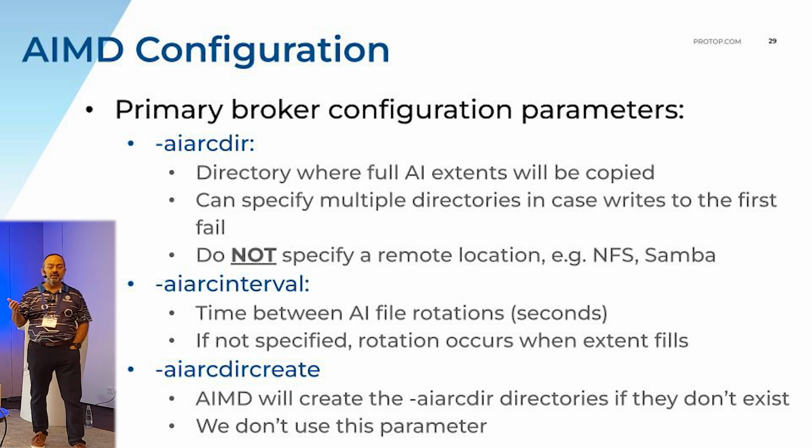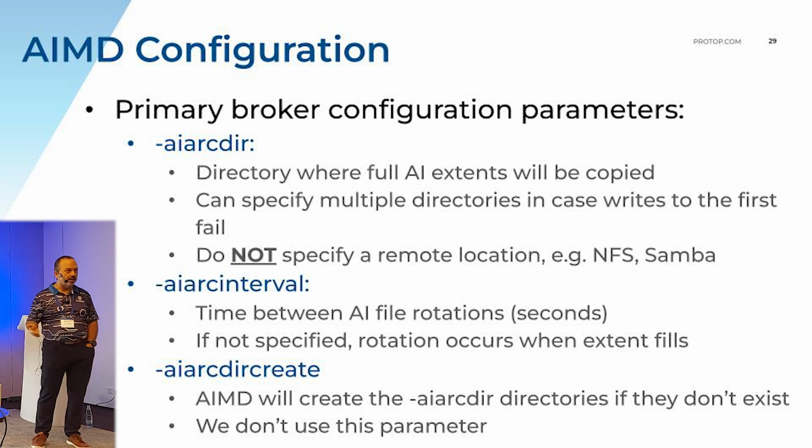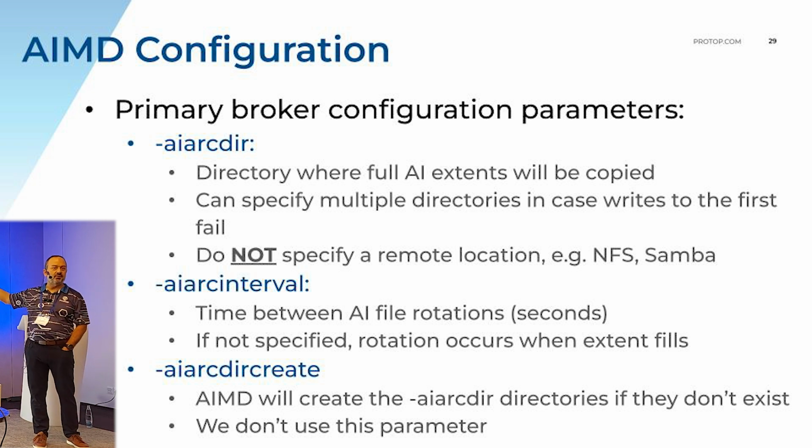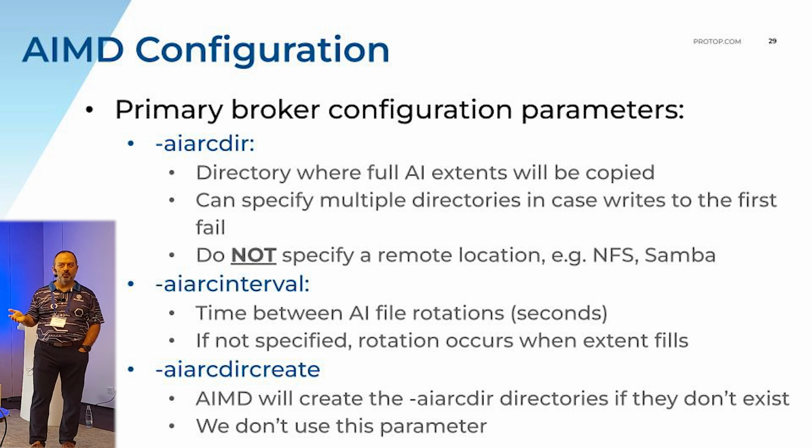And if there's something else wrong, a file system isn't mounted properly and the directory doesn't exist, if there's something wrong, I want this to fail. I don't want it to try to fix itself, because chances are it's going to fix itself in a way that I'm not going to like. So I don't like the AI ArcDir create parameter.